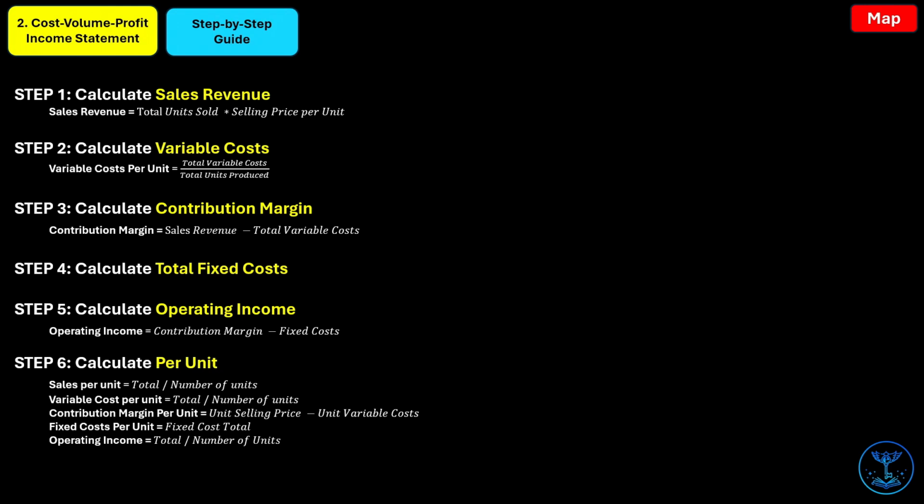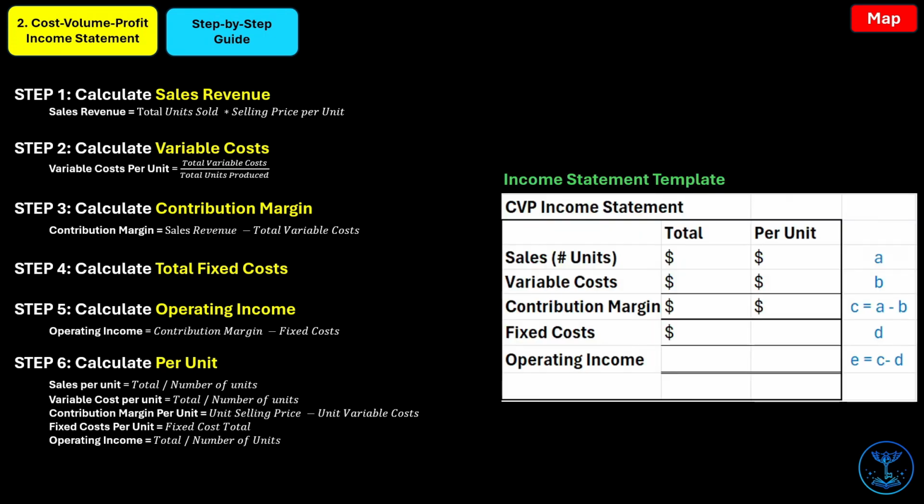You'll have two columns, one for total sales and one for per unit. Once you see the template, this is what I mean. If I draw, you would calculate your total for your sales, so this is A. Then your variable cost, which is B. So A, B, and then C is equal to A minus B.